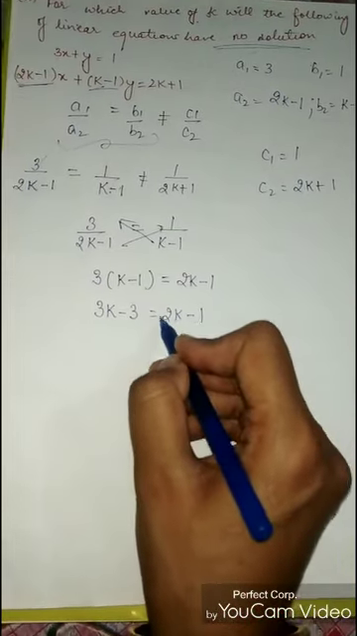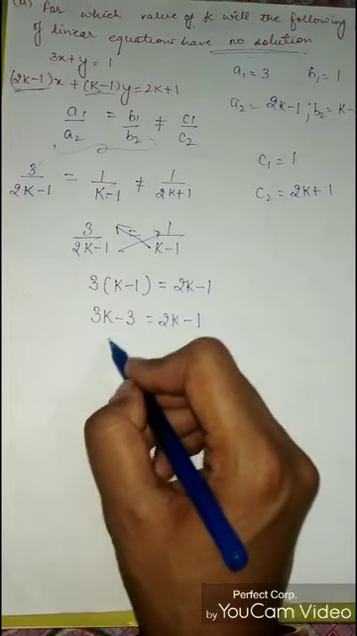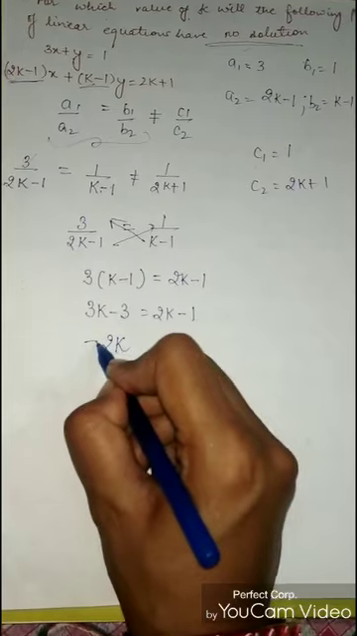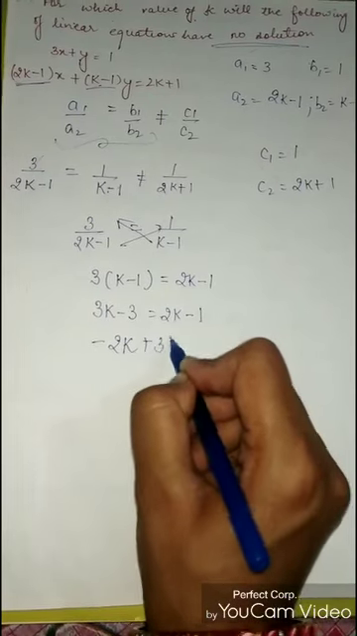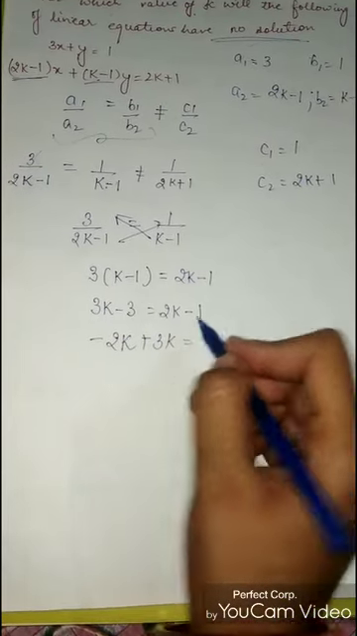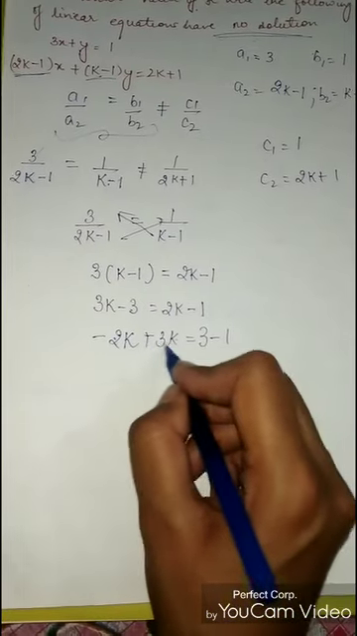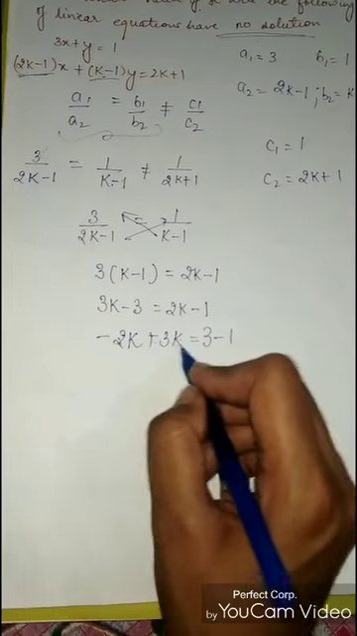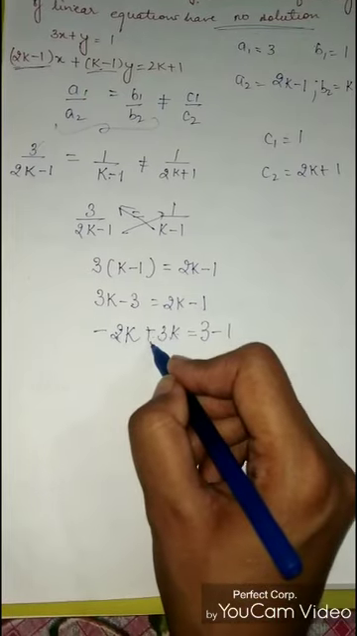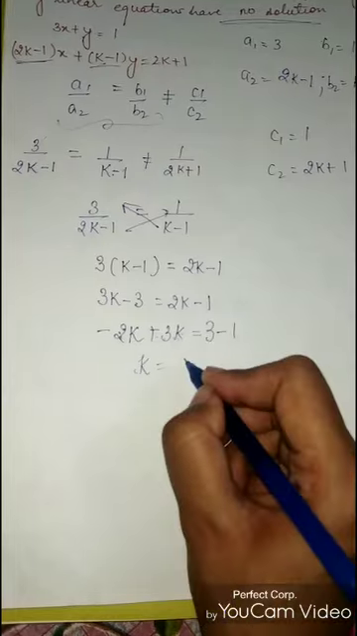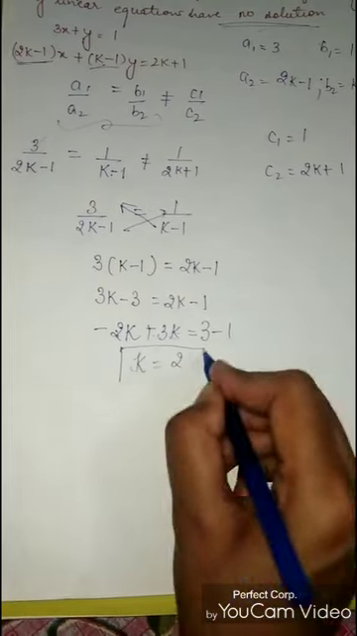Now shift variables to one side and constants to the other side. So 3k minus 2k is equal to 3 minus 1. Minus 2k plus 3k means plus minus minus, and the sign of the greater number is plus. That means it will be positive, k is equal to 3 minus 1, which is 2. The value of k is 2.